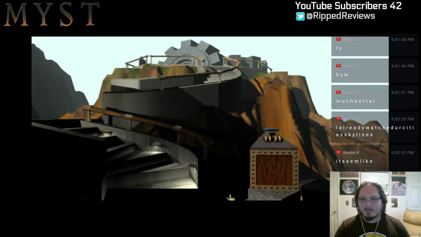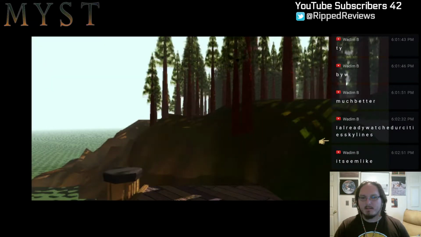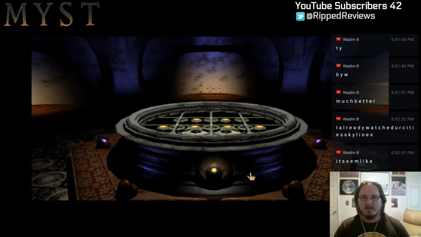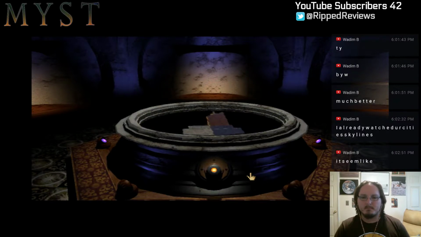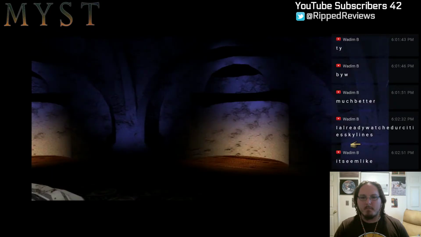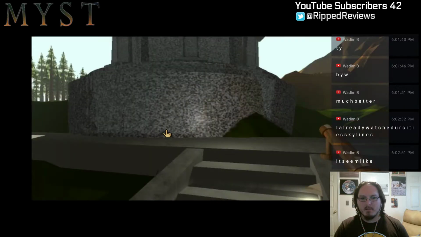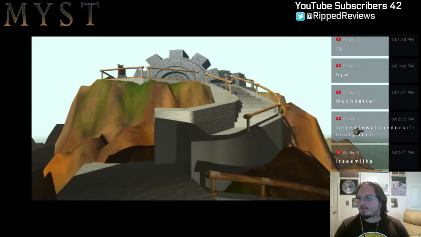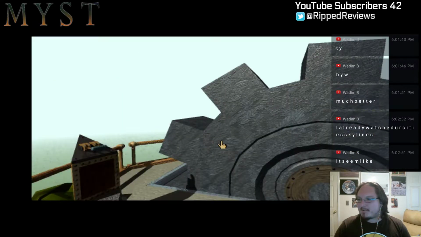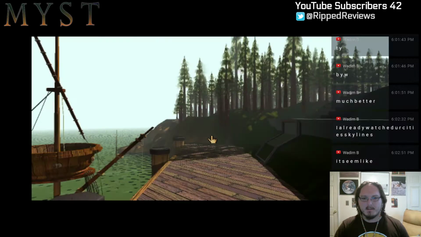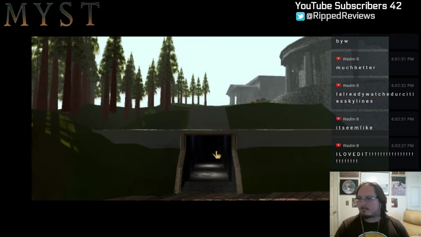Okay, well, here's a switch. Looks kind of like the one that was in there, so... Let's see if that did anything. Nope. Okay. Let's go check out this gear thing. It seems like I didn't know what I was doing. There's another switch. Okay, so let's go back down to that room and see if that changed anything.